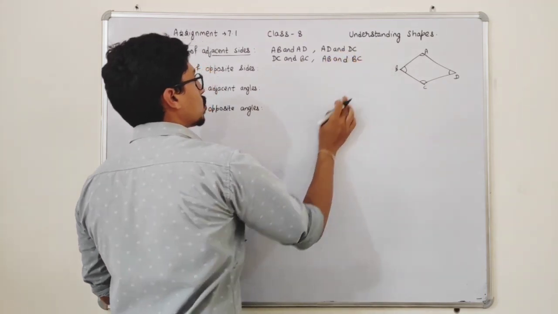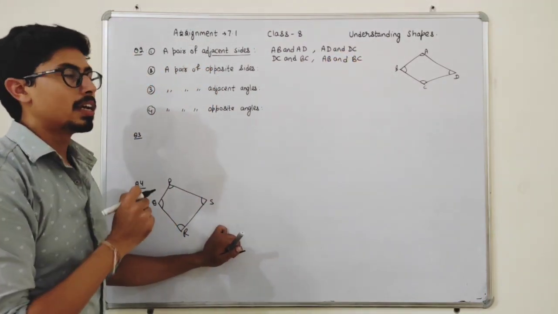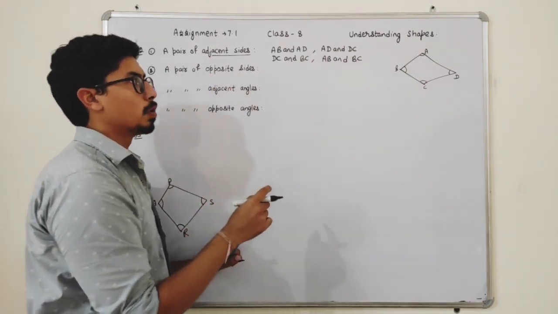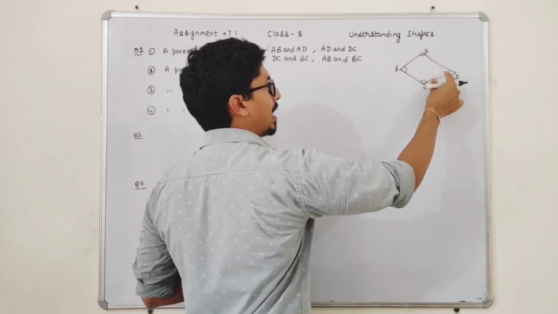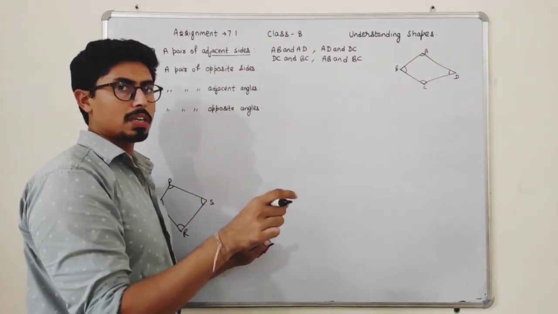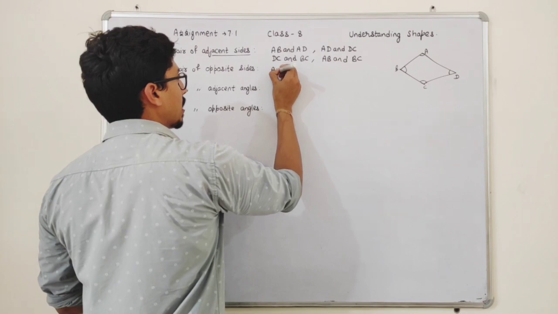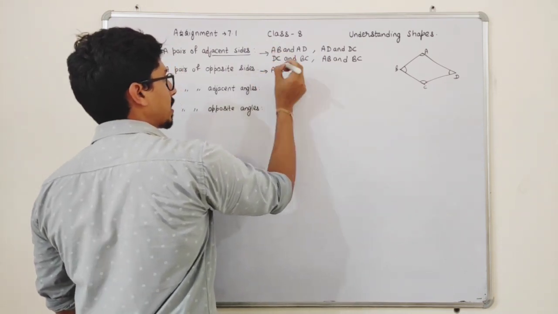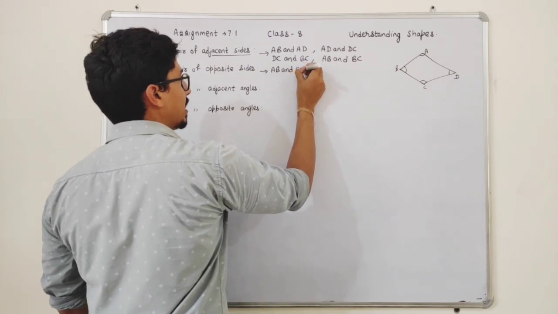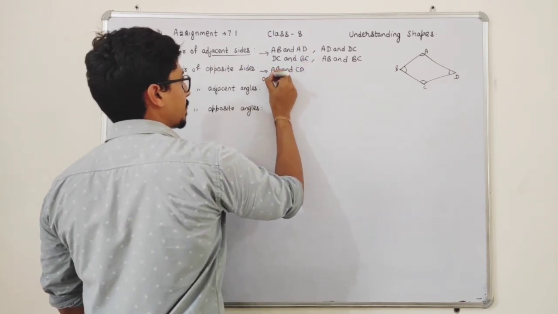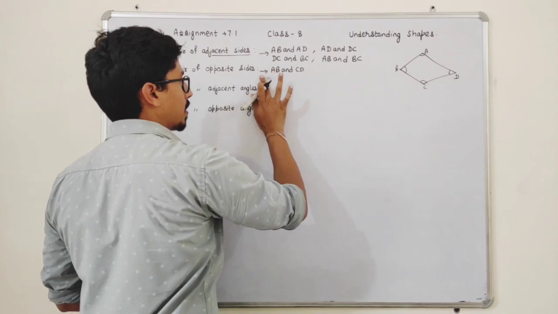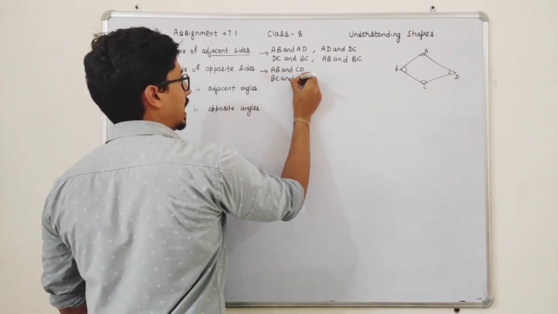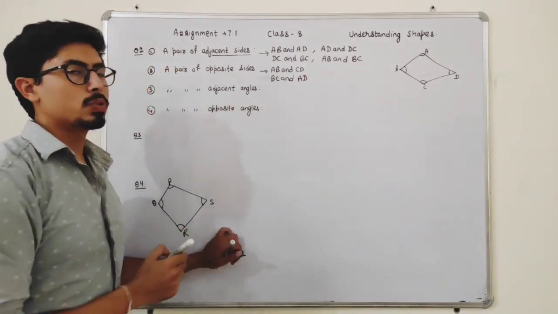Okay, students. So these are the adjacent sides. Next part is a pair of opposite sides. Opposite sides means, see, AB and CD are opposite to each other. So AB and CD for part 1, and for part 2, BC and AD.